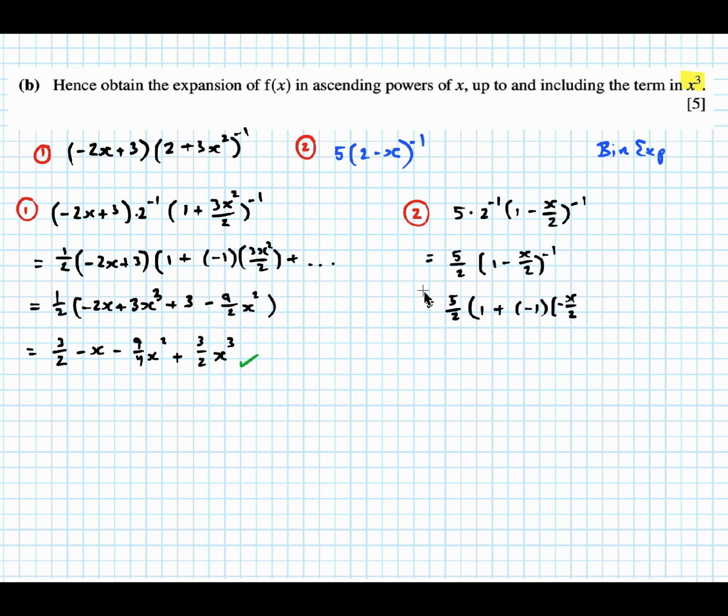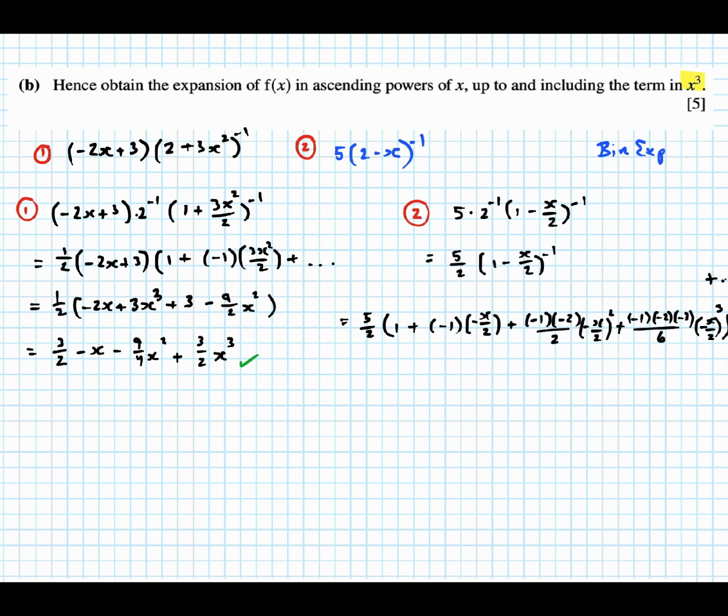Can I fit that? I can't fit this. It's going to look a bit clunky. Let me move it over there. Even then, I think it's probably a bit tight. So plus again, I'm going to have 2 more terms here. So minus 1 times minus 2 over 2 factorial, which is the same as 2, times minus x over 2 squared. And then again, minus 1 times minus 2 times minus 3 all over 3 factorial, which is 6, times minus x over 2 cubed. And that's all we need.